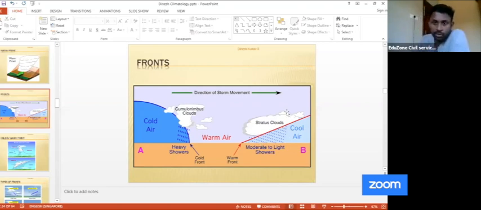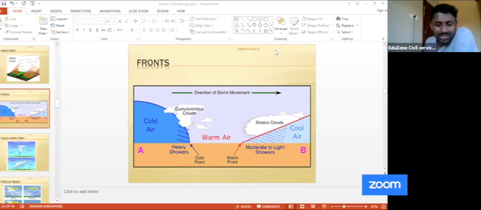Okay, shall I move into the cold front? Cold front. Here the cold air mass is more actively undercutting into the warm air mass region. The slopes are steeper. These are associated with cumulonimbus cloud formations.